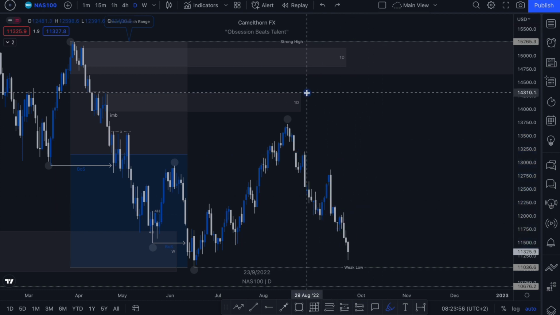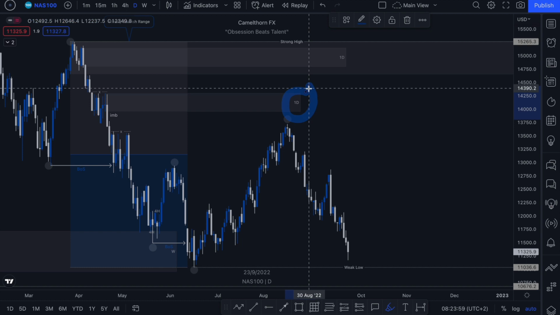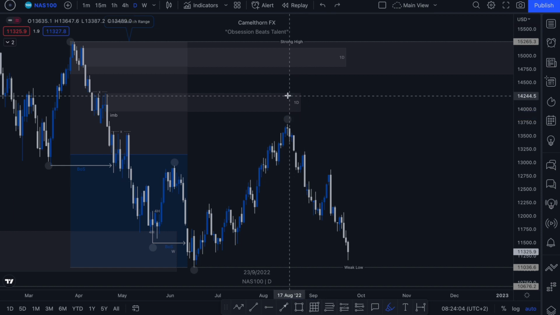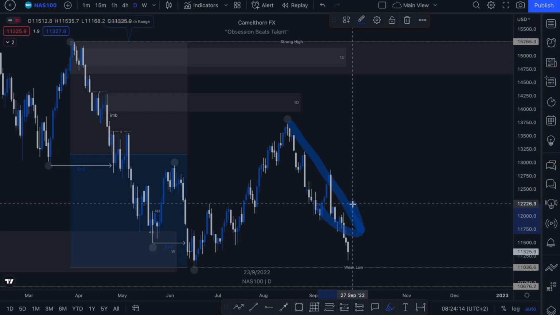Obviously, we look for mitigations of these high probability zones because over a prolonged period of time, trading these particular setups has shown me to be high probability and profitable. So even though I missed out on this massive bearish move to the downside, I am not stressed, because I know that my approach to trading the market is bulletproof to a certain extent. It will consistently give me opportunities to get involved in the market.